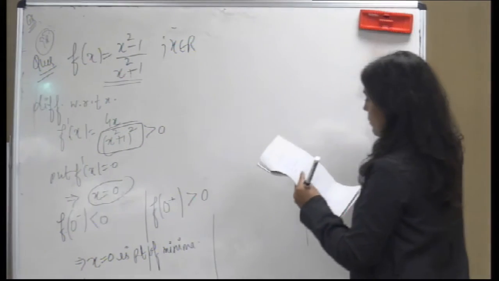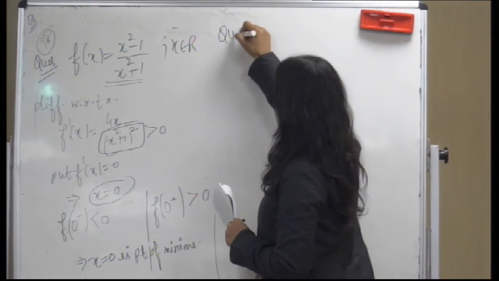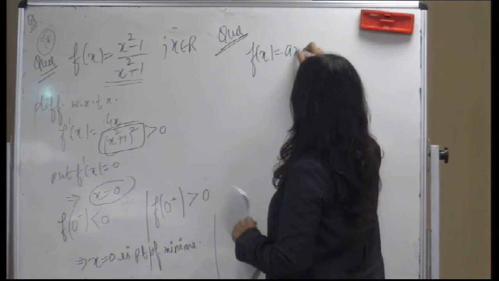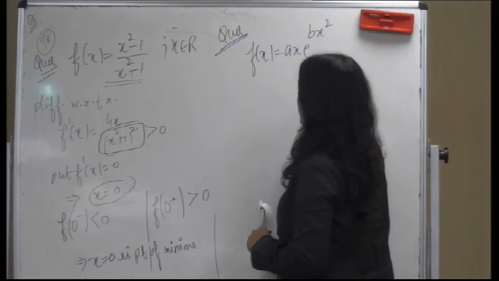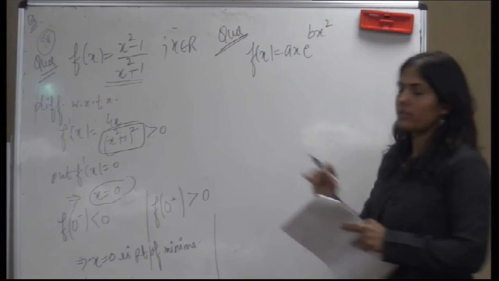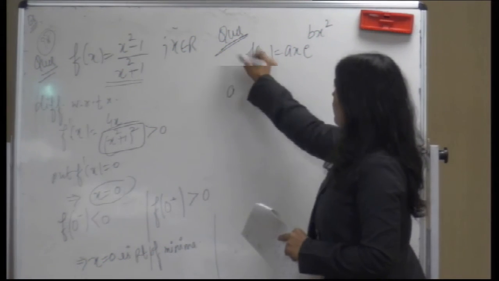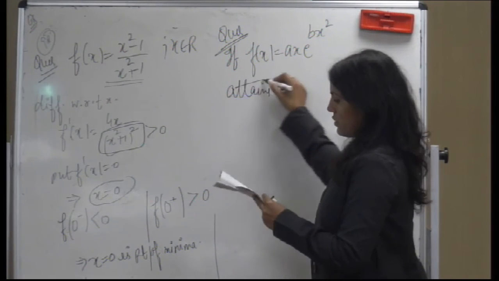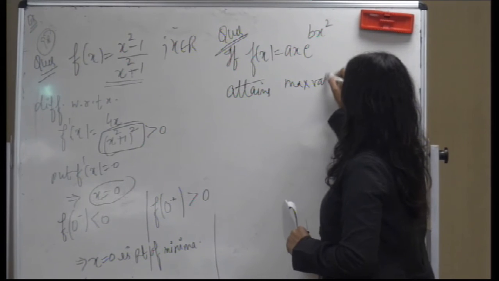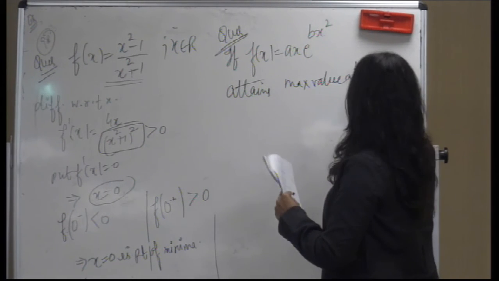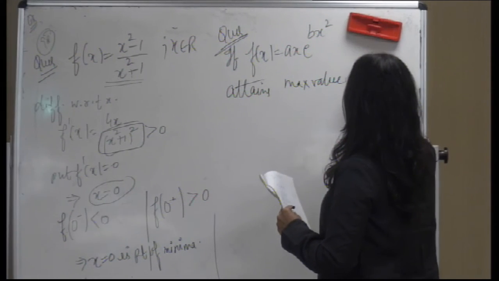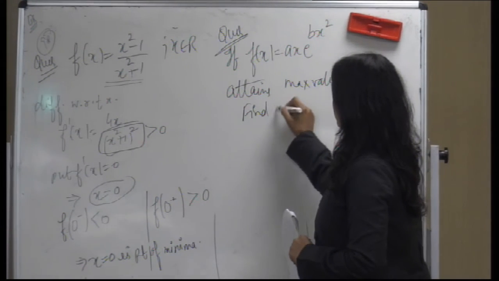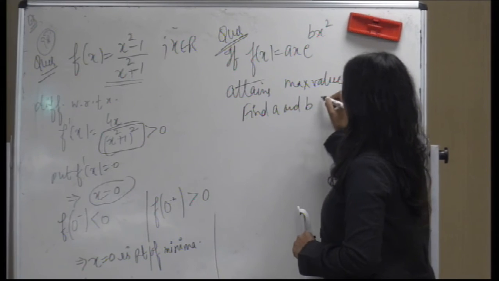Now next example. The question is f(x) = a x e^(b x²). Is this function continuous? If f(x) equal to this attains a maximum value of 1 at x equal to 2, find a and b.